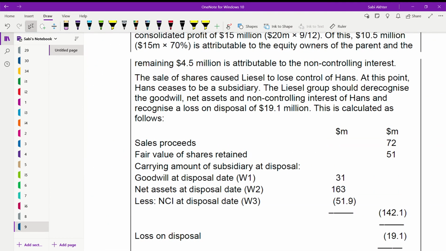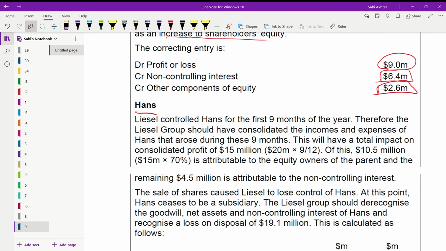So let us go to Hans. Whenever you are writing, don't immediately start calculating something, for example, goodwill or net asset. No. You first have to describe the scenario, what's happening. For example, it's a sale. If it's a sale, is there a loss of control or not? If there's a loss of control, then you recognize what. If there's not a loss of control, then you recognize what. For how many months they have been subsidiary or associate, whatever it is. What is the position? You have to explain these things in your first opening paragraph.